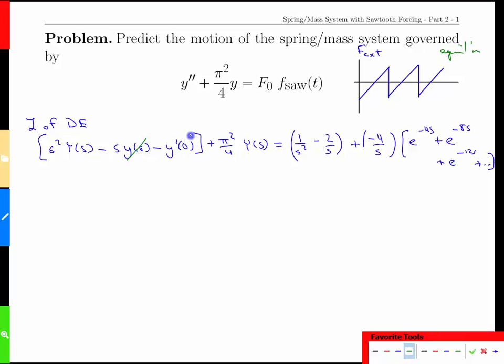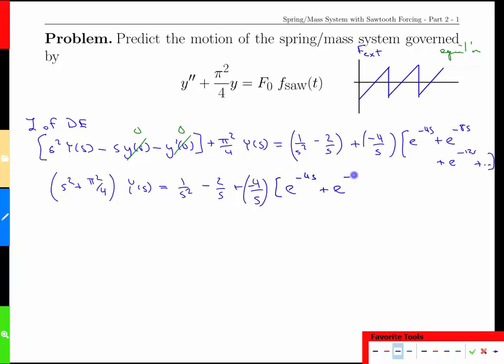What that means is that our initial displacement is 0, our initial velocity is 0, and so we end up with (s squared plus pi squared over 4) times Y(s). That equals the same expression we see here on the right-hand side, unchanged, with all our exponentials added together.